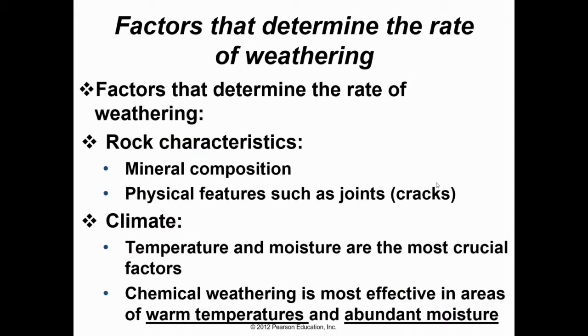So here are some factors that determine the rate of weathering. So the mineral composition, of course, and any physical features like joints, okay? So if there's any pre-existing cracks, that is definitely going to facilitate weathering. Climate is also very important. So temperature and moisture are definitely the most crucial when we talk about climate. So chemical weathering is the most effective in climates that are warm and moist.